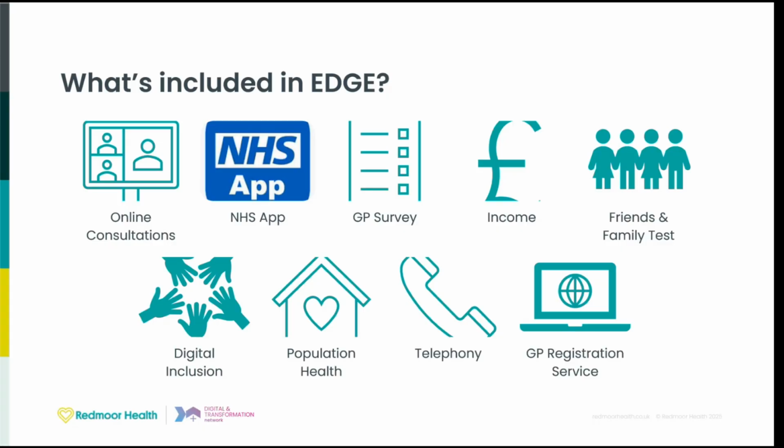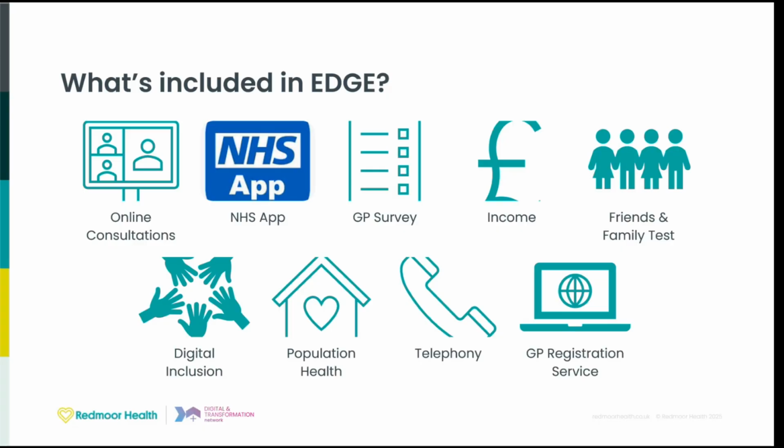We currently have online consultations, which includes supplier information, submission types and activity over time. We've got NHS App information, including those registrations, logins, and again, activity over time for you to look at. We've got the GP survey questions and the trends that come from previous years' GP surveys. We've got a little bit of income in there.